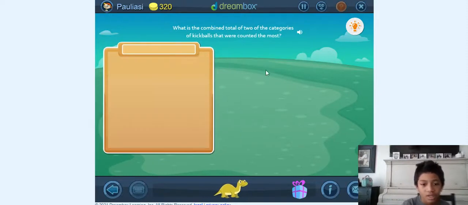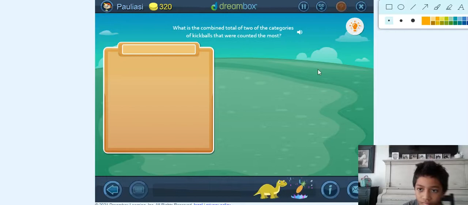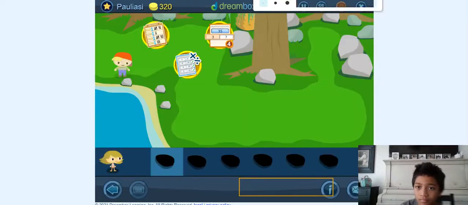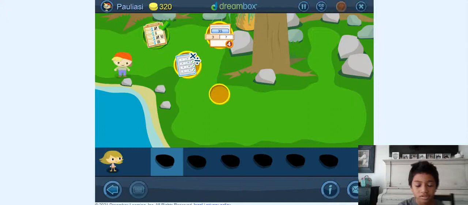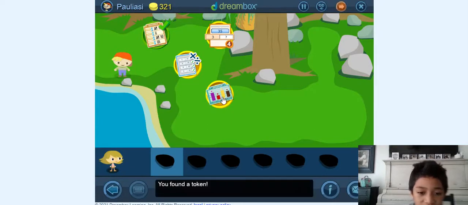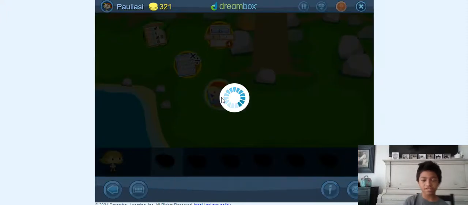So now it's going to give a present. Let's see what present it is. Just barely ate a carrot. So now we're going to do the next lesson. Let's see what we have here. We have a coin. Now we have 321 coins. Now we're going to do this one.